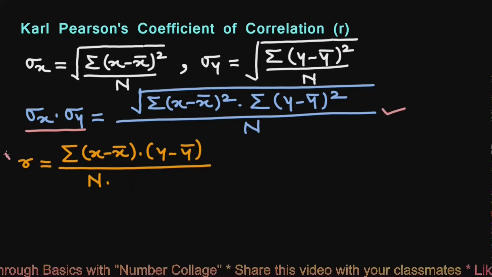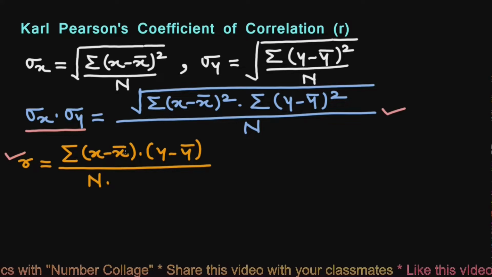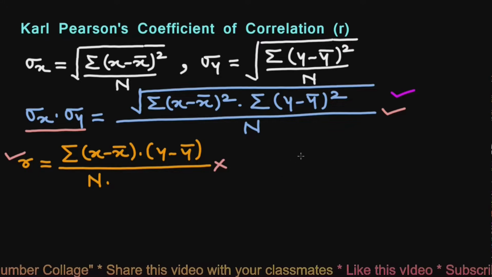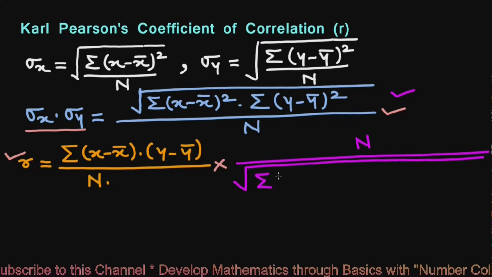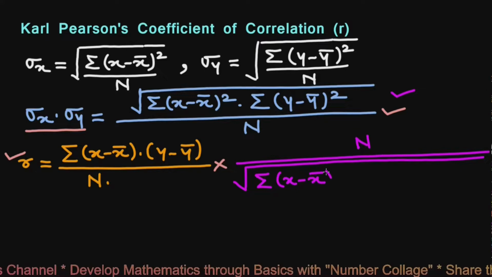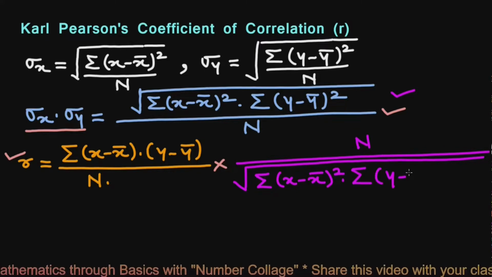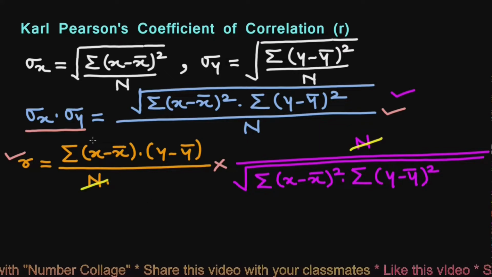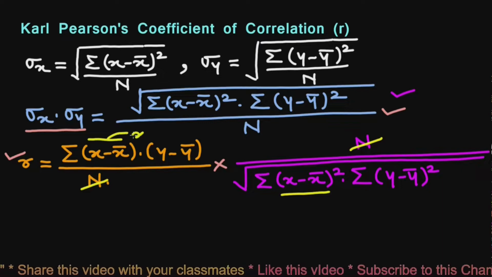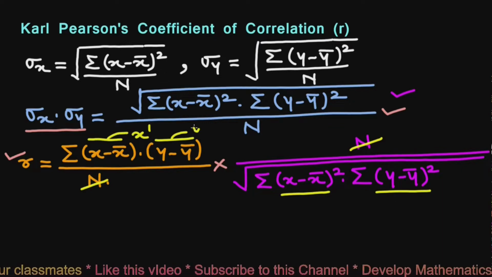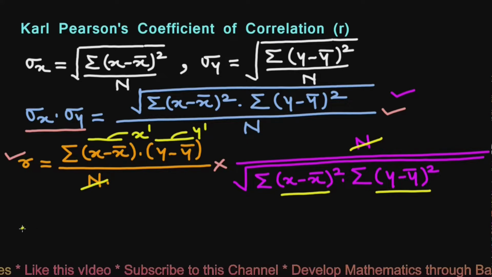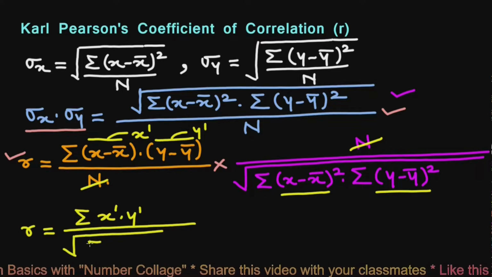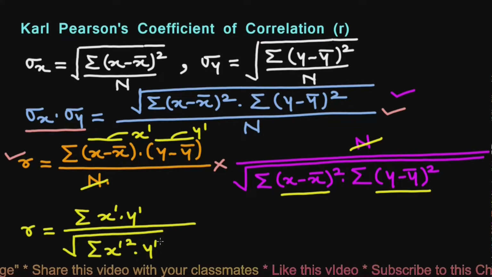So next we write r equals summation (x minus x bar) into (y minus y bar) upon n multiplied by the reciprocal of this, n upon square root of summation (x minus x bar) whole square into summation (y minus y bar) whole square. This n gets cancelled. Now substituting x minus x bar equals x dash and y minus y bar equals y dash, we write r equals summation x dash into y dash upon square root of summation x dash square into summation y dash square.